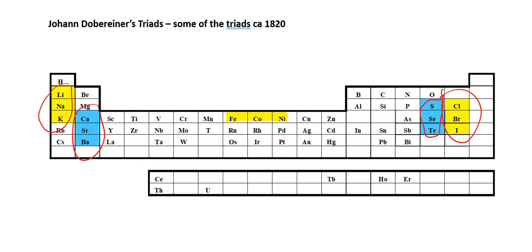And he found it interesting that the middle element, if you arrange them by atomic mass, thanks to John Dalton, the middle element pretty much had the average atomic mass of the other two, so there's definitely a pattern going on there. Okay, but that's pretty much where he left it.